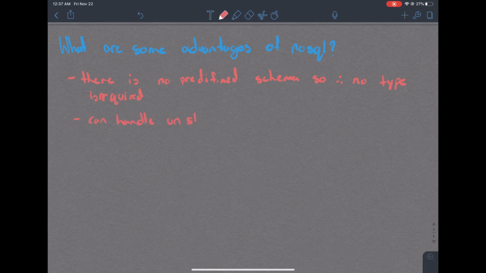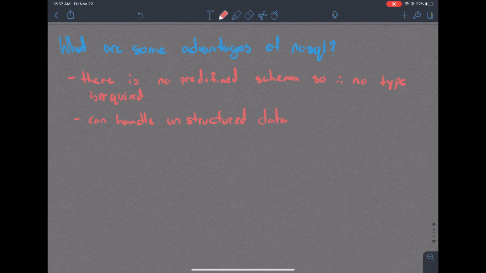What are the advantages? There is no predefined schema, so when you add data, you don't have to define if it's an integer or a string or whatever. You can add any type of data into it. You can handle unstructured data, which is beneficial when you're unsure of the type of data coming in.